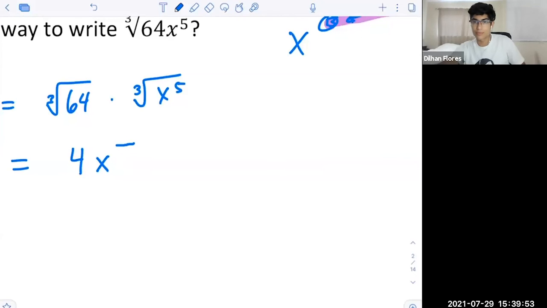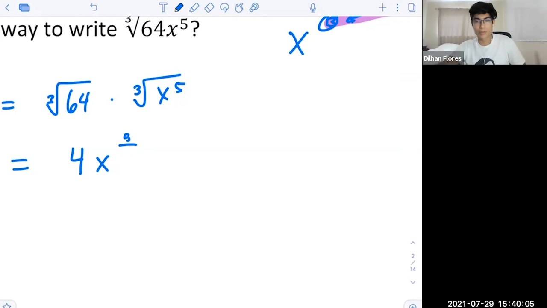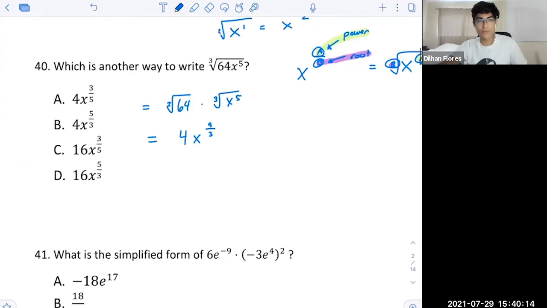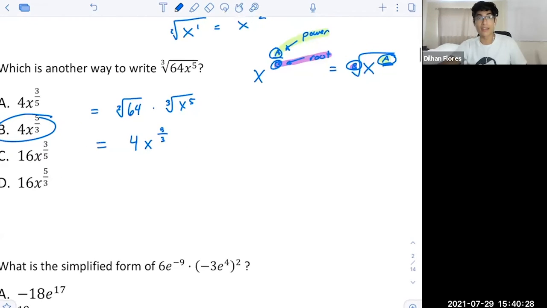Nice. Awesome, right? So 5 over, and then what's the root? What are we putting on the bottom? 3. Awesome. There you go. Perfect. Really, really good job. So there it is. This is a simplified form of the cube root of 64 times x to the fifth. So you can break up things under a radical if they're multiplied. And also fractional exponents: it's going to be a base to the power over a root. It's going to be the increase over the decrease.